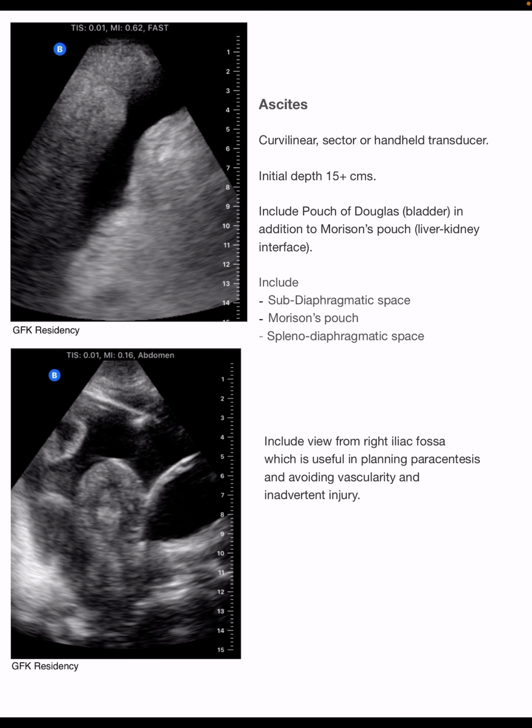It's also useful to include views from the right iliac fossa, particularly when planning paracentesis and helping to avoid vascularity and inadvertent injury.